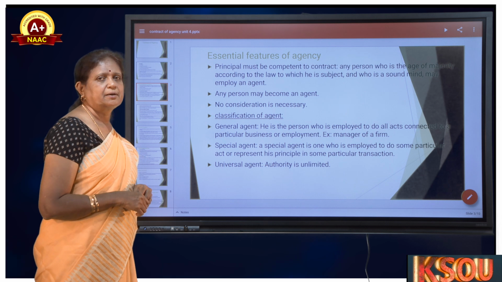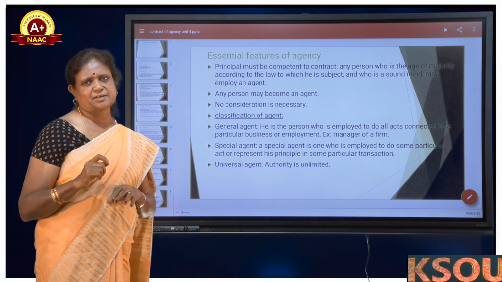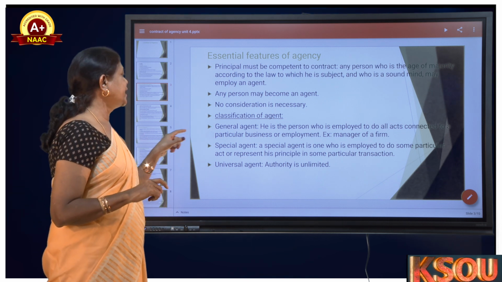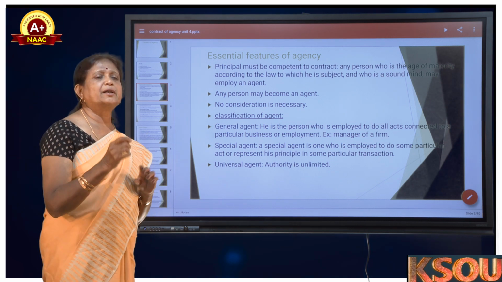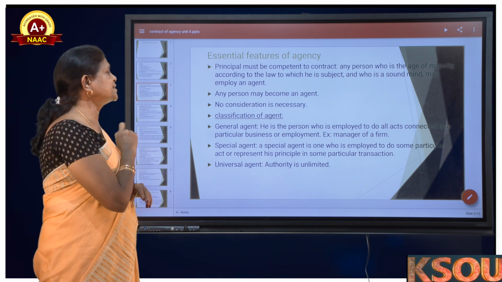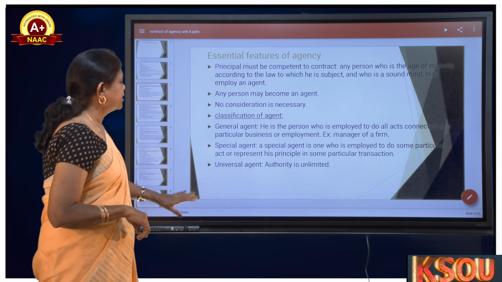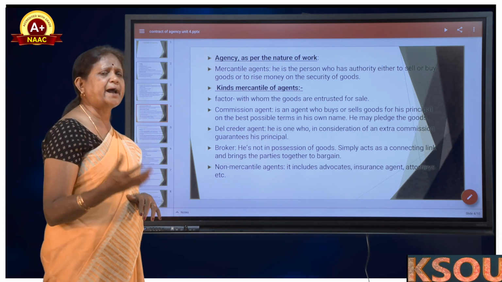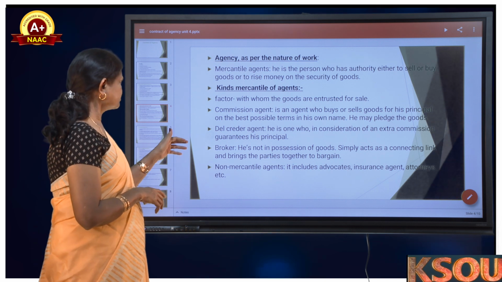Similarly, a special agent is a person who is employed to do some particular act. The transaction may be anything, but he does a particular act and represents the principal in that particular transaction, for example, realizing a cheque. Any person employed to do that is called an agent. Then the universal agent: a universal agent is a person who has unlimited authority. He can do all the acts which may be entrusted to the agent by the principal.